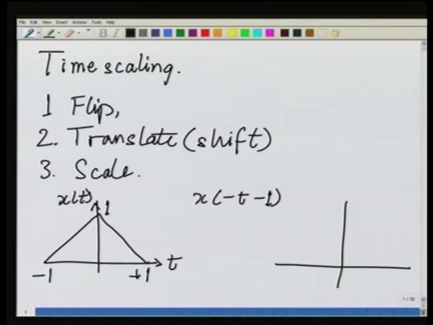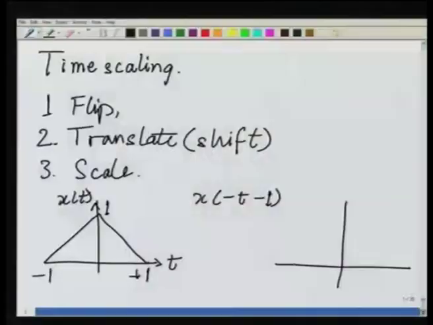We should look at x t, identify specific points at which interesting events occur in x t and use these to identify the corresponding points in the new graph. This is the thumb rule method of doing it. For example, x t reaches its maximum of unity at t equal to 0. That means, when its argument is equal to 0. That peak would now occur at the point where minus t minus 1 equals 0. So, if minus t minus 1 equals 0, then t must be equal to minus 1.